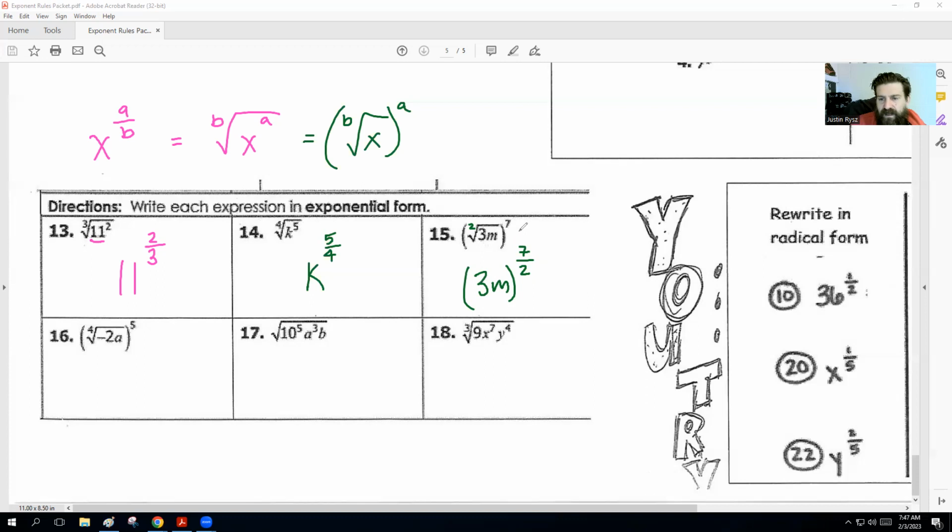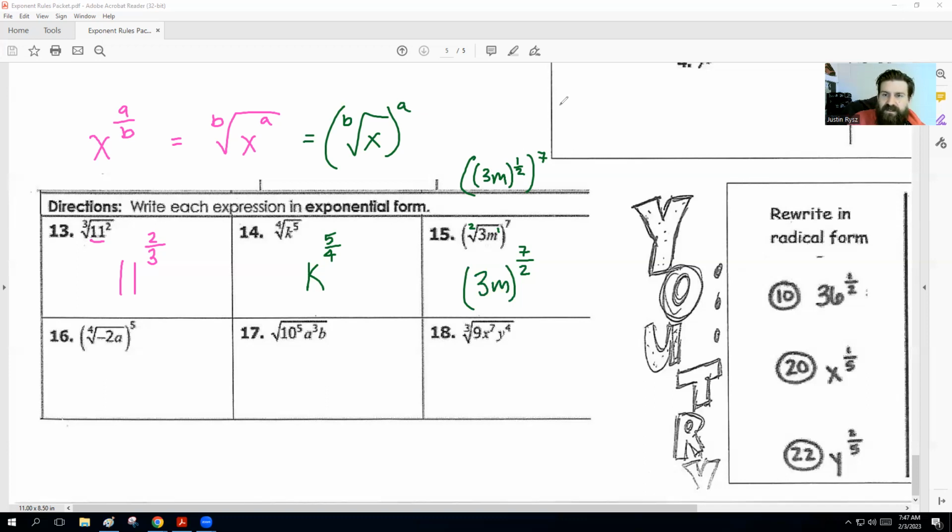on the inside or the outside, technically, we break this one down here, just a little side journey. We'd have 3m to the 1/2 power, right, inside, and then that would be all to the 7th power. Because the square root, technically this is 3m to the 1st power inside. So that's how we get the 1/2. And then if we take a power to a power, we multiply 1/2 times 7 is 7/2.